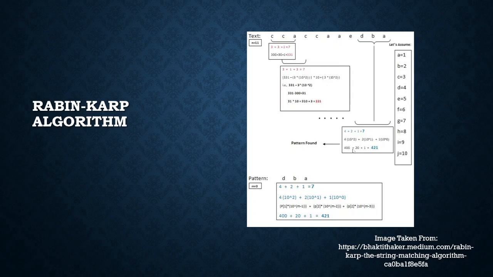This is where it gets fun. When you take 3, 3, and 1, you get 331. Whereas when you take 4, 2, and 7, which is D, B, and A, you get 421. Now the values are no longer the same, and we're good. All right? So that's where we get this whole nice little piece down here.